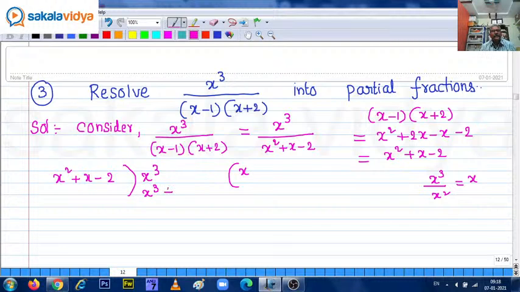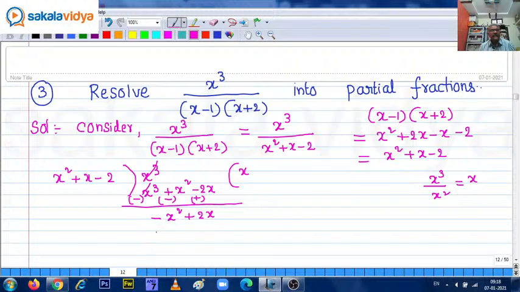x into plus x square, x into minus 2 is minus 2x. Then subtract. You need to change the signs: minus, plus changes to minus, minus changes to plus. x cube gets cancelled. We have negative x square and plus 2x.